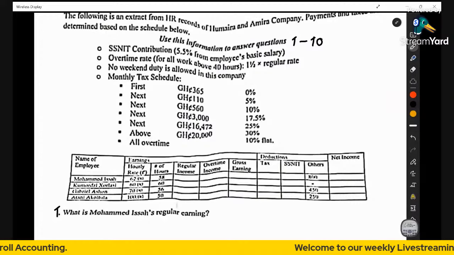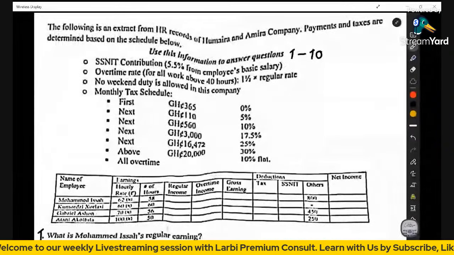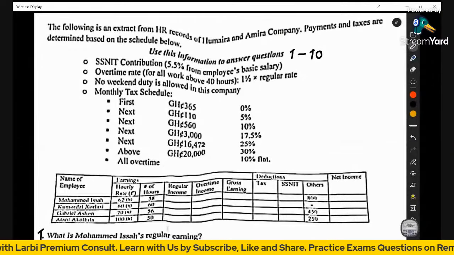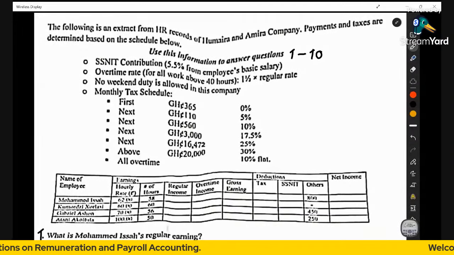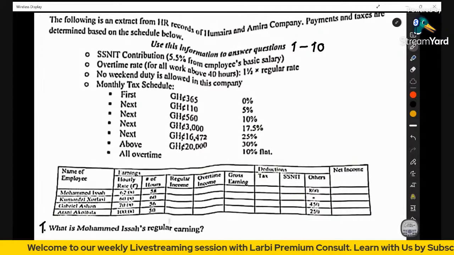Let's take note of that. It goes like, the following is an extract from HR records of Himaria and Amira Company. Payments and taxes are determined based on the schedules below. So we have the Sunday contribution, we have overtime rates, we have the weekend duty, and then we have monthly tax. And we are asked to use this information to answer questions 1 to 10. So that's what we are asked to do. Let's see how we take them in that case.